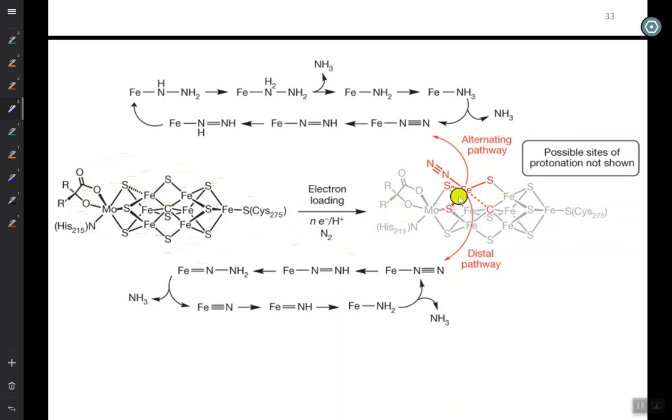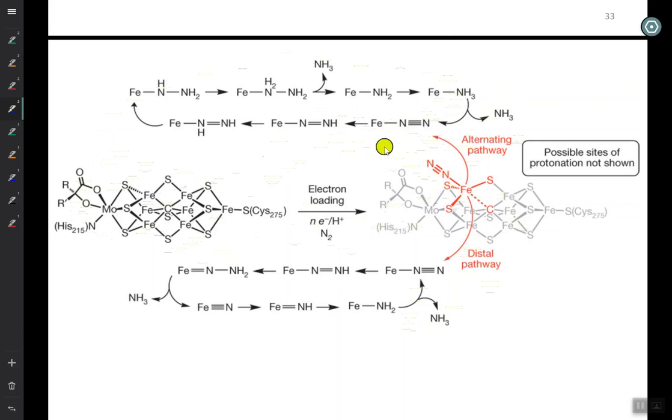But there have been two proposed pathways, either the alternating pathway up here or the distal pathway. So I'll just walk through this very quickly. The alternating pathway just involves kind of alternating steps where you transfer electrons and protons to one nitrogen and then the other. So if you follow this, the N2 molecule binds the iron, right?